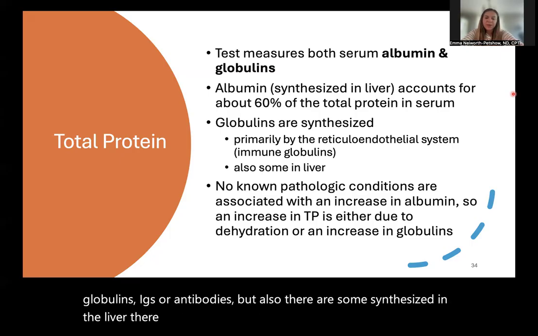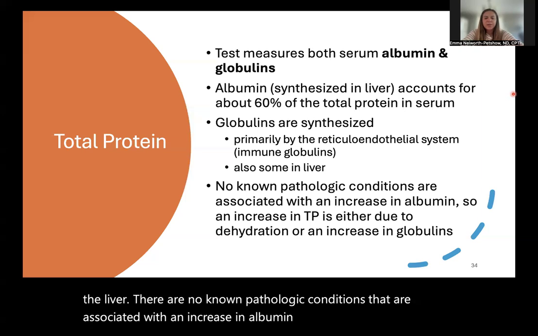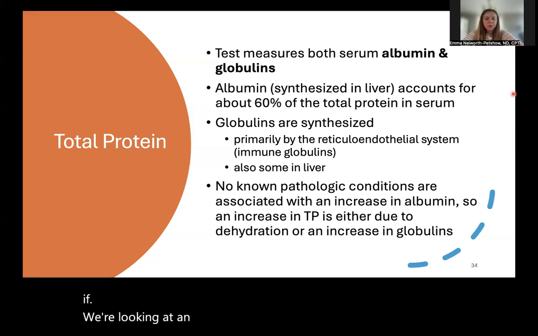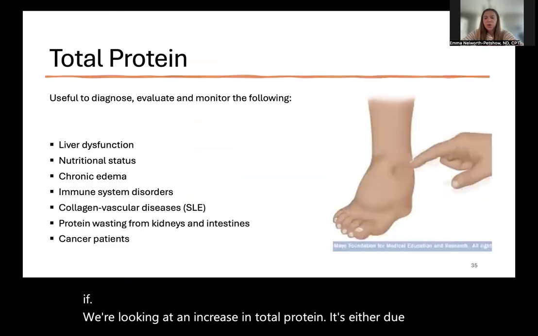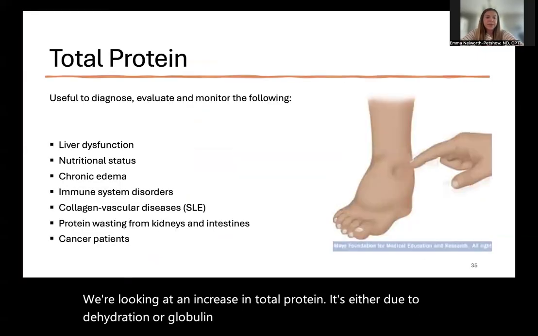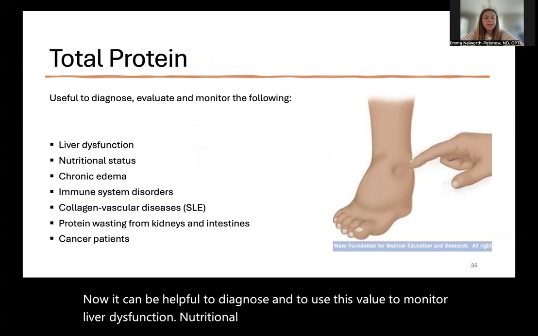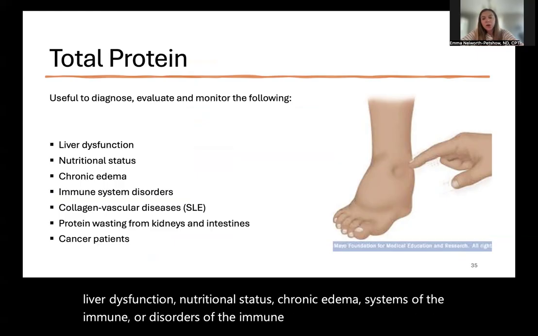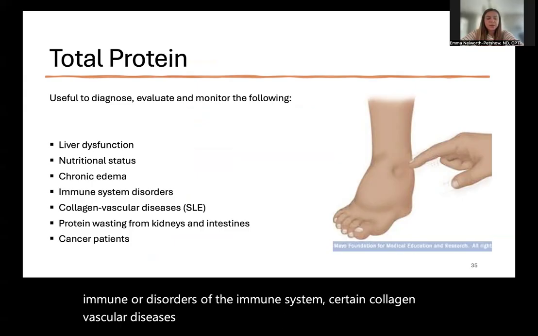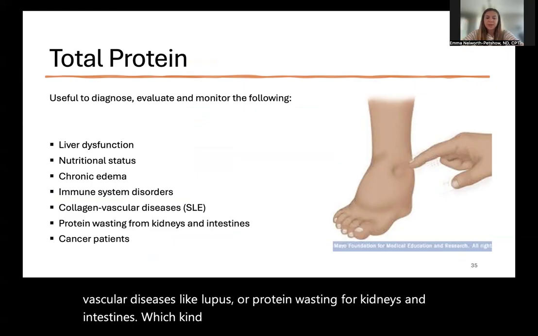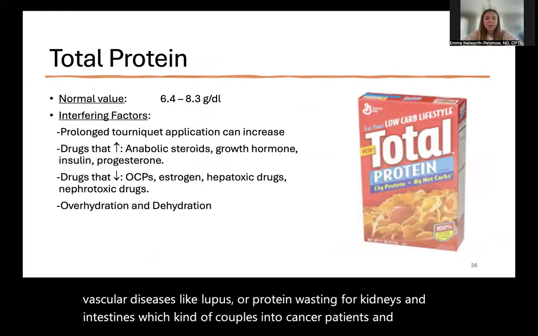There are no known pathologic conditions that are associated with an increase in albumin. So really if we're looking at an increase in total protein, it's either due to dehydration or globulin increase. Now, it can be helpful to diagnose and to use this value to monitor liver dysfunction, nutritional status, chronic edema, disorders of the immune system, certain collagen vascular diseases like lupus, or protein wasting from kidneys and intestines, which kind of couples into cancer patients and monitoring during treatment.